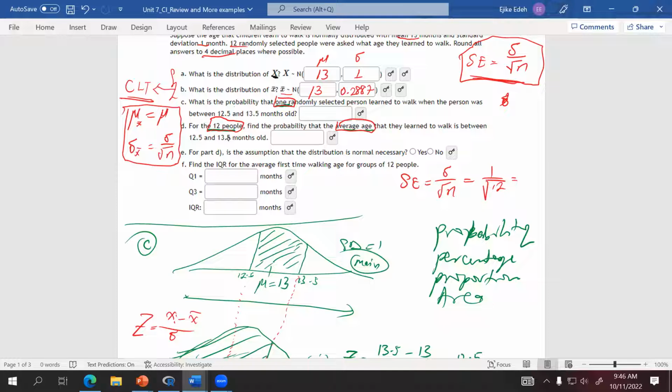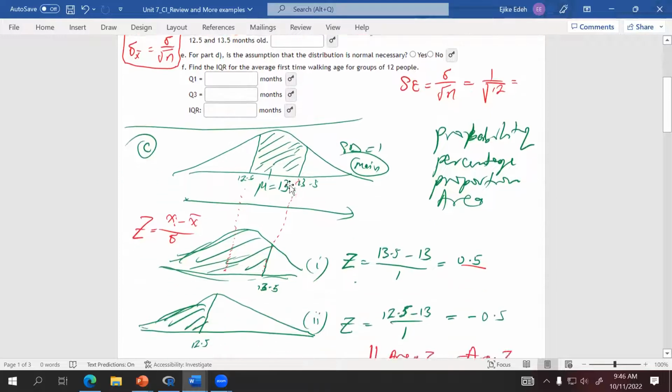The only difference between how we solved question C and how we're going to solve D is that instead of using the standard deviation as 1, you're going to use the standard deviation as 0.2887. That is the one that applies to the central limit theorem, the distribution of the average values, which is what the question is asking. Every other thing is going to be the same. So let's do that very quickly.